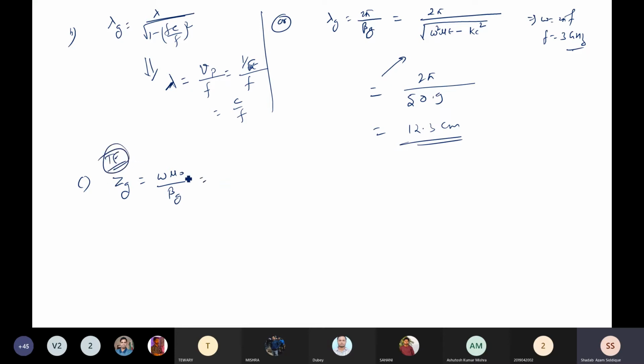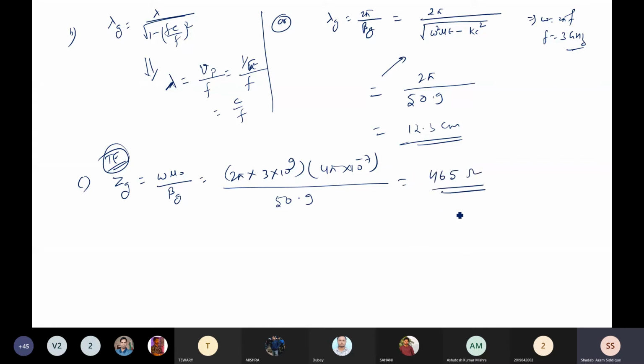So omega mu naught by beta g, and omega we have as 2 pi f, so f will be 3 gigahertz, so 3 into 10 to the power 9, and mu naught will be 4 pi into 10 to the power minus 7, and beta g comes out to be 50.9, and that will give you the value of 465 ohm. That is the value you will get.